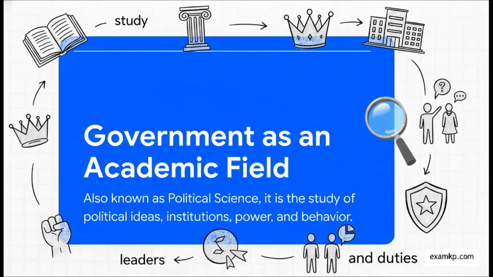And the third meaning? Well, it's the very reason you and I are here right now. Government is an academic subject you study in school. You might also hear it called political science. This is where we analyze everything we've been talking about. We study the big political ideas, we look at how those institutions work, we examine the nature of power, and we try to understand why people and governments behave the way they do. It's what helps you make sense of the world around you and understand your rights.